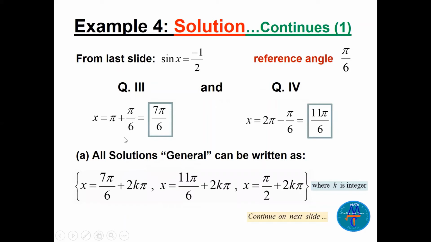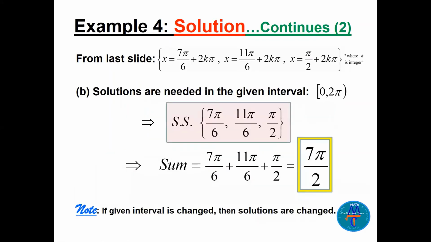So the first angle will be x plus pi over 6 will be 7 pi over 6, and x will be 2 pi minus pi over 6, which is 11 pi over 6. So we write now all the general solution can be written as x equals 7 pi over 6 plus 2k pi, and x equals 11 pi over 6 plus 2k pi, and remember x equals pi over 2 plus 2k pi, where k is integer.